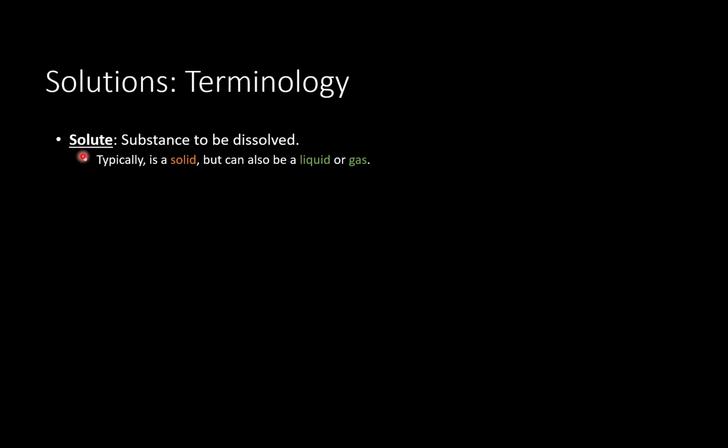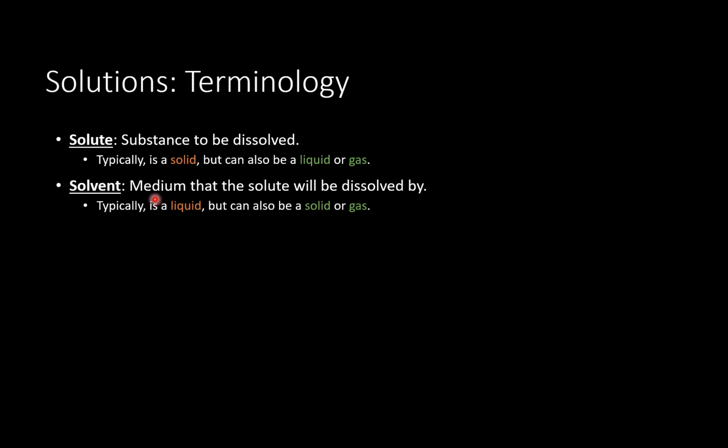A solute is a substance that is going to be dissolved. In most cases, we will encounter that this substance will be a solid, but it can also be a liquid or a gas. The solvent is the medium by which the solute will be dissolved, and in most cases it will be a liquid, but can also be found as a solid or a gas.